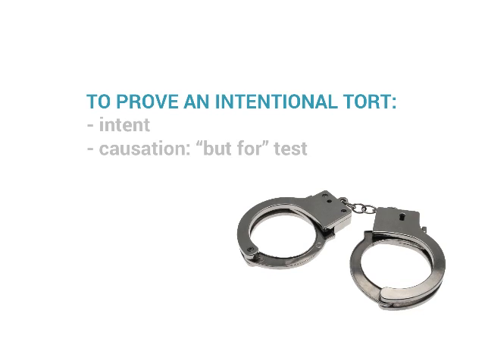A plaintiff wishing to prove that the defendant committed an intentional tort must demonstrate: 1. Intent and 2. Causation. Intent. It is necessary to show that the tortfeasor intended to commit the tort in question. It is not always necessary to show that the defendant intended the actual consequence, but that he intended to do the act.